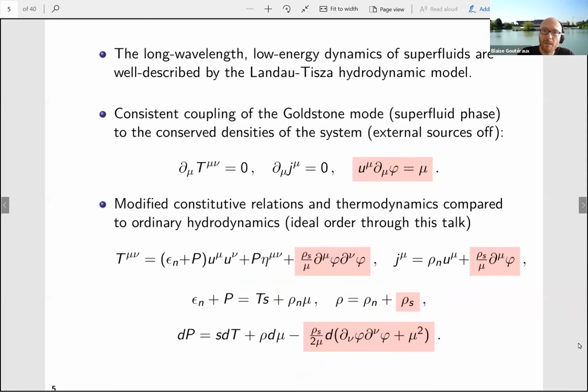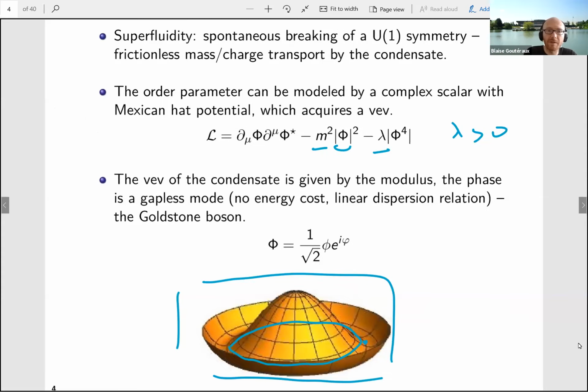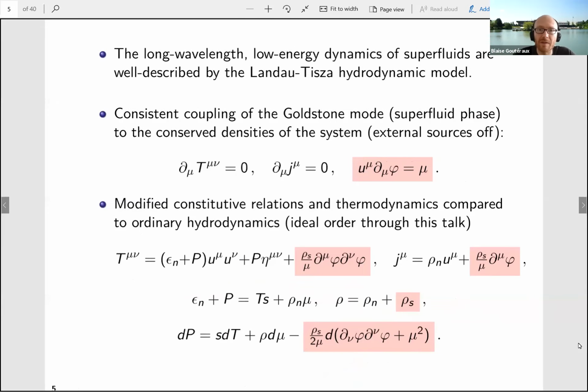Now, I won't talk to you about quantum field theory, although all the calculations that I'll describe, you can do in this particular theory. What I want to switch to is the long wavelength, low energy way of describing the dynamics of such systems. This is also very well known, and is due to work by Landau and Tisza in the 60s, which generalized the equations of fluid hydrodynamics in order to take into account the presence of the condensate.